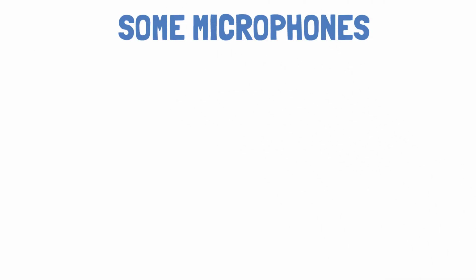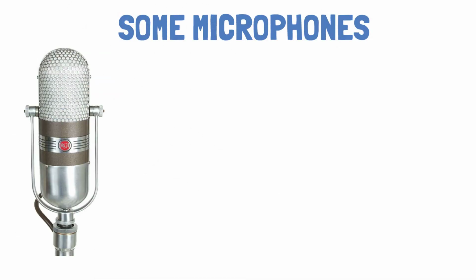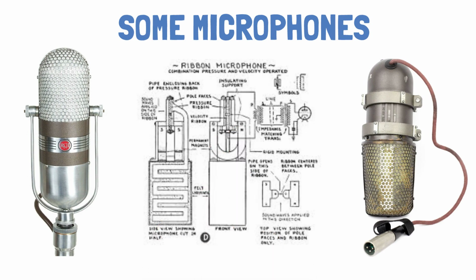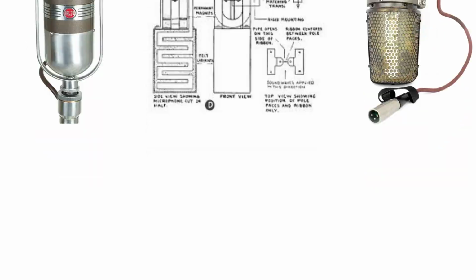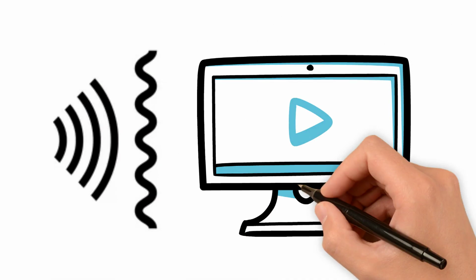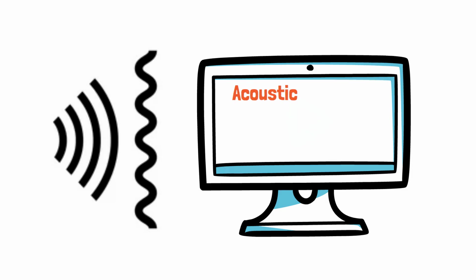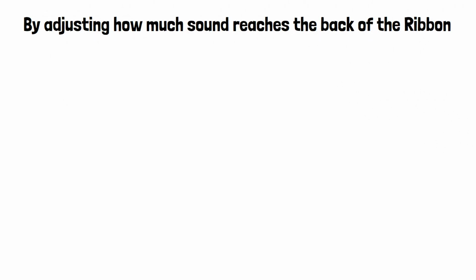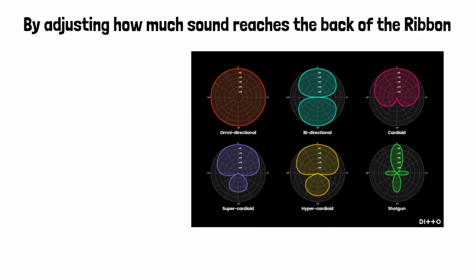Some microphones, like the RCA77 or KU3A, add a twist, an acoustic labyrinth or shuttered port behind the ribbon. This labyrinth adds acoustic resistance and delay. See our video on acoustic labyrinths called Acoustic Labyrinth in Some Ribbon Microphones. By adjusting how much sound reaches the back of the ribbon, the mic's polar pattern can be shaped on demand.